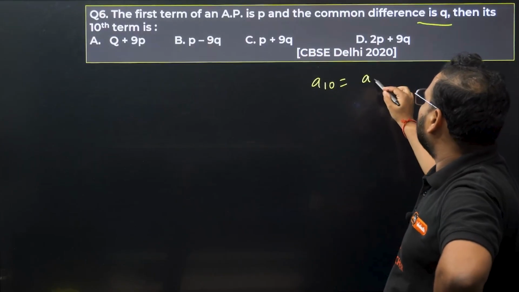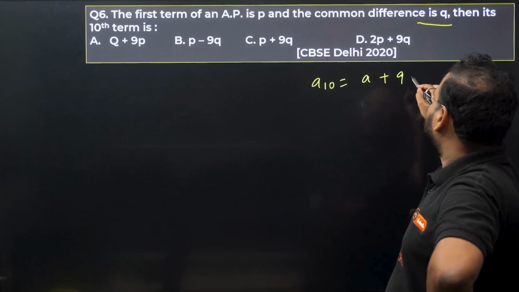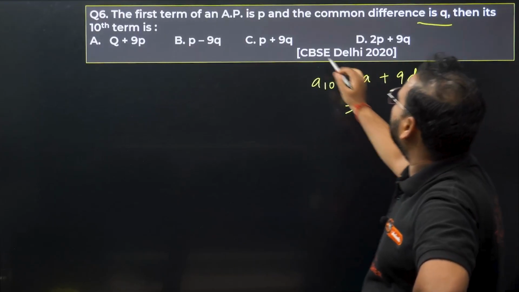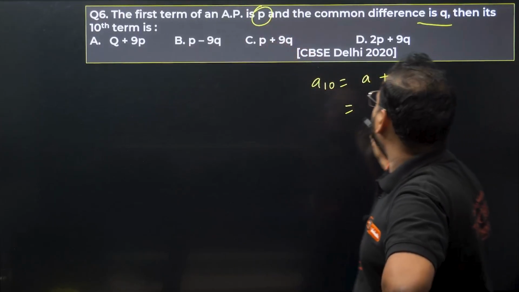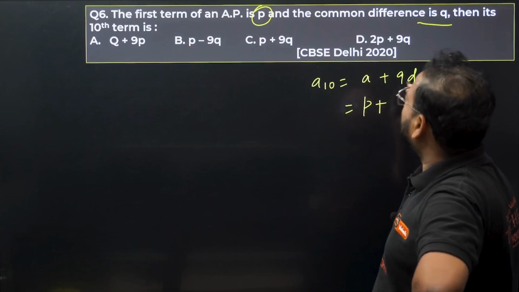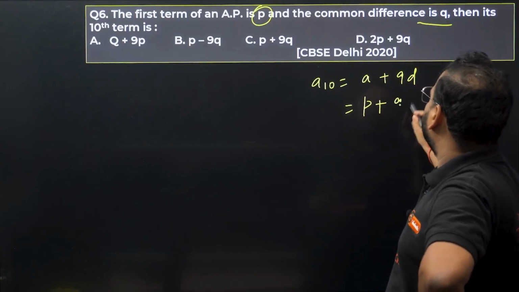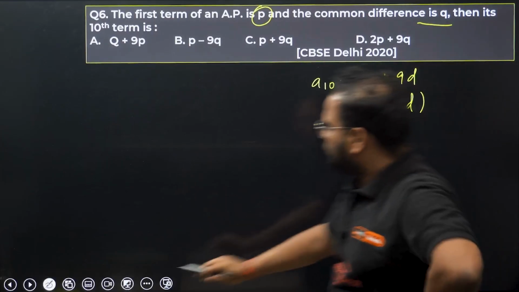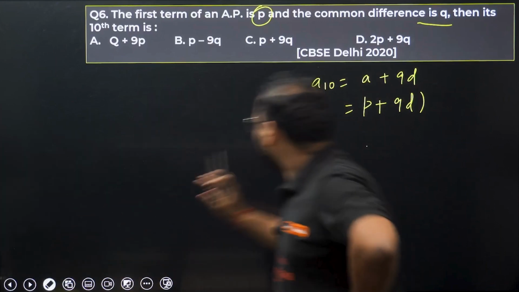It will become A plus 9D. The first term A is given as P, so write A as P, and the common difference is given as Q. So 9 times Q. Excuse me, Q, not D. 9 times Q.